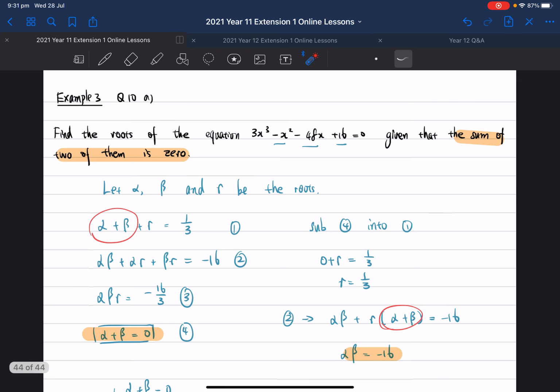All right, so these are the 3 examples I would like to show you for using the sum and product of the roots. There are many other applications that you need to know how to do, and obviously it's impossible for me to show you every single type. I hope you are learning the concept, and you should be able to apply the skills to the question. All right, thanks for watching.